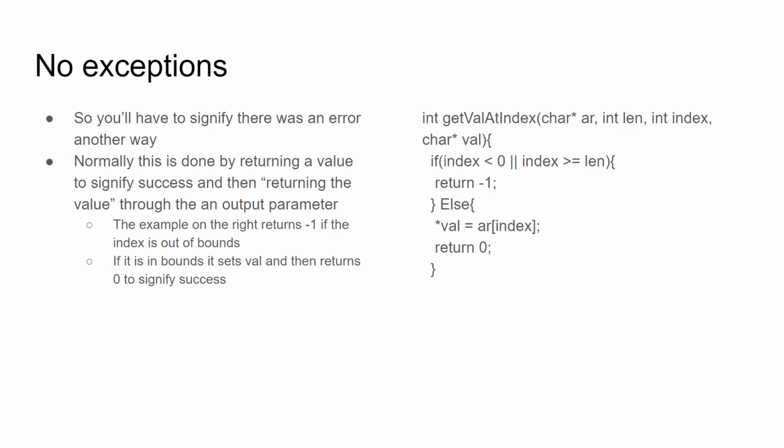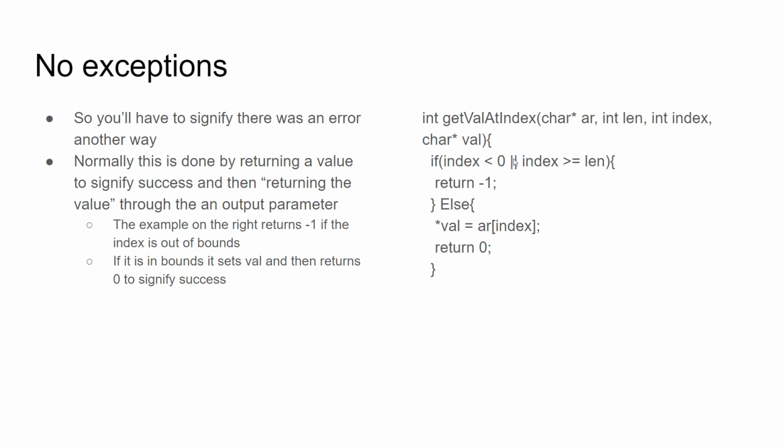And there are no exceptions anymore, so you can't throw anything if something goes bad. So if something wrong happens in your function, you have to signify it a different way. Normally this was probably done by returning a value to signify success, and then your return value is actually set through an output parameter. For example, this example on my right, it returns -1 if the index is out of bounds, and if it's in bounds, it will set the value and then return 0 to signify that it successfully set it.